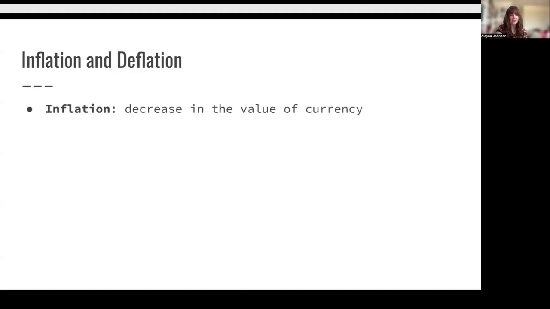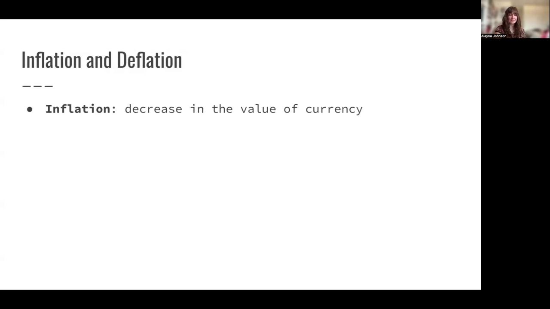Inflation means a decrease in the value of money over time. Essentially, your purchasing power as a consumer goes down. So what used to be enough money for, say, a dozen eggs will now only get you half a dozen eggs. So this means that inflation is good for you if you have debt.